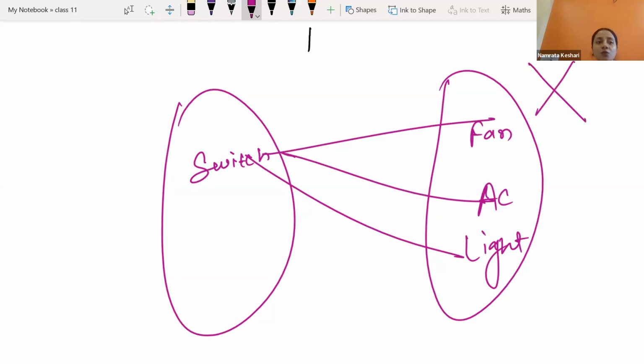So what is allowed? This is allowed: when you give one input and an output comes, and when you give another input, maybe the same output comes, that is okay. Making sense?